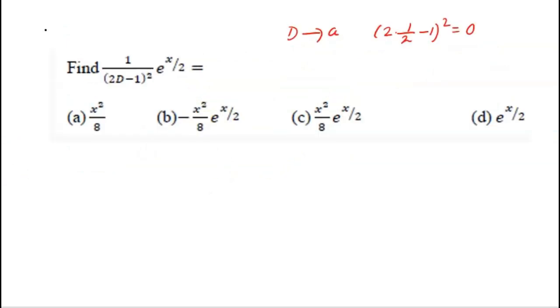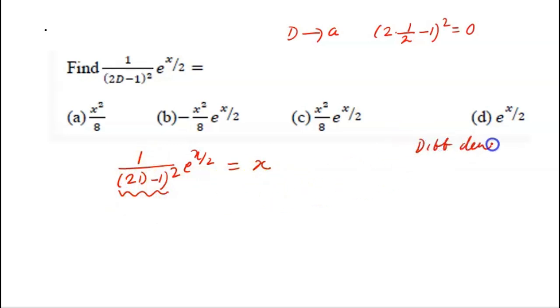So now the question is how to solve this problem. There are different ways of solving it. I am going to talk about a general way which will help you in all this kind of situation. The idea is that we have 1 by (2D minus 1) square e to the power x by 2. Whenever we get 0 by direct substitution, first we multiply by x in the beginning, and we differentiate the denominator f(D) with respect to capital D.